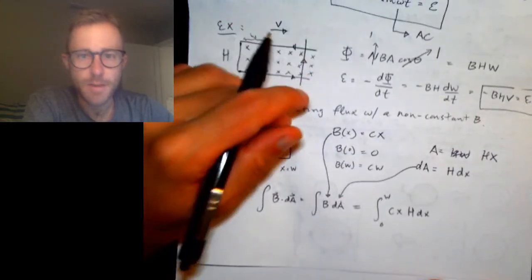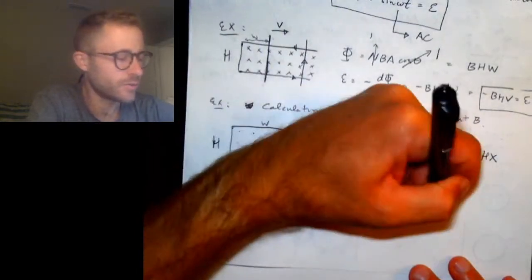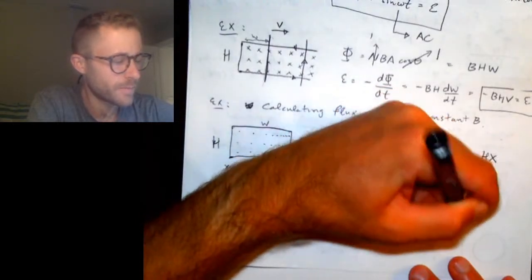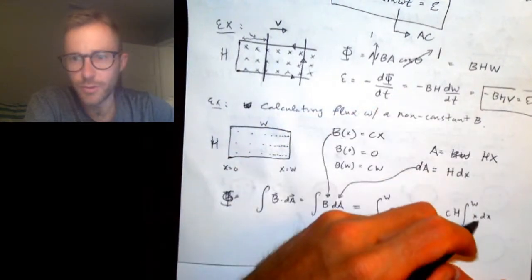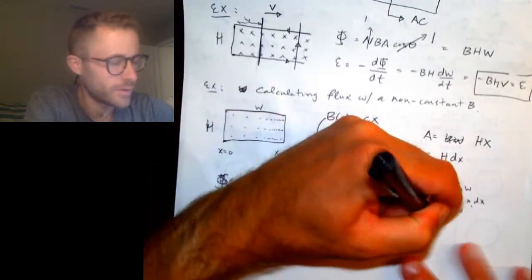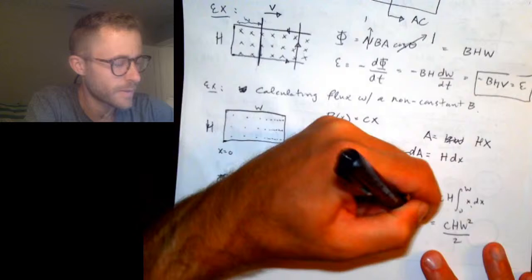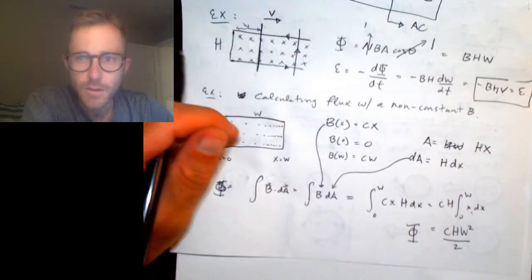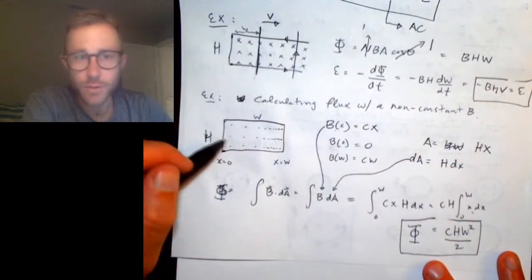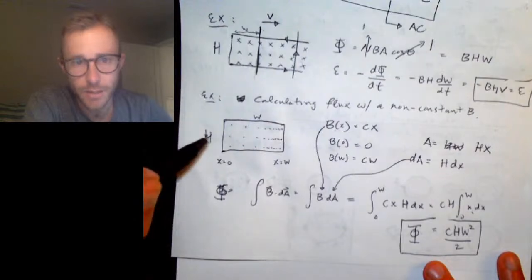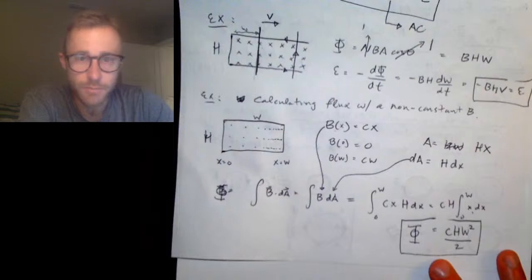So the C and H are constants, so they get factored out. This is just going to be W squared over 2. So I get CHW squared over 2 is the flux. That is how you calculate the flux if you have a spatially varying magnetic field. And that is going to be important for one of the problems on the homework.